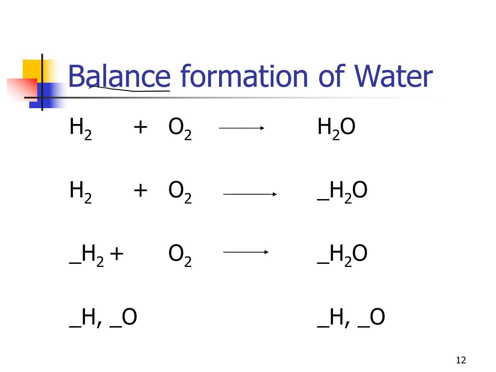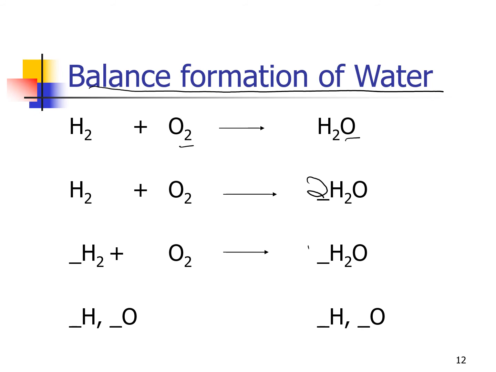To balance the formation of water, we need to add a coefficient. We determined it was not balanced because we didn't have enough oxygens in our water. And we can't add a subscript, so we can add a coefficient. So on the left, we have 2 oxygens, we have 1 on the right. So if we put a coefficient of 2 in front of our water, now we'll have 2 oxygens on the left and the right.